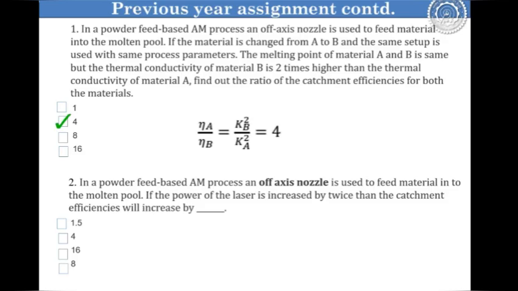Then in a powder feed based AM process, an off axis nozzle is used to feed material into the molten pool. If the power of the laser is increased by twice, then the catchment efficiency will increase by, so it's again straight proportional and square of it. So the answer is 4, because the laser power is increased by twice. So that's why it's 4.